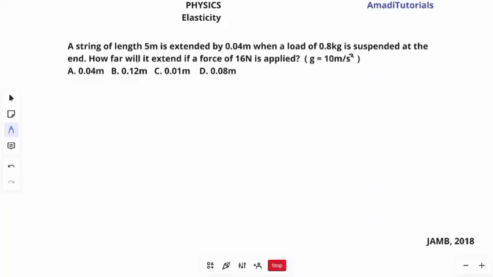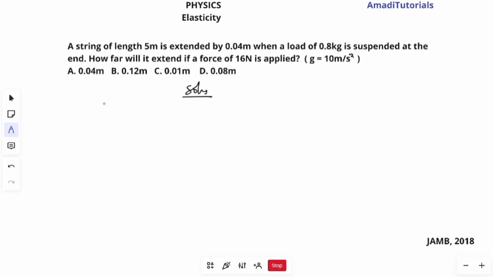A string of length 5 meter is extended by 0.04 meter when a load of 0.8 kg is suspended at the end. How far will it extend if a force of 16 Newton is applied?